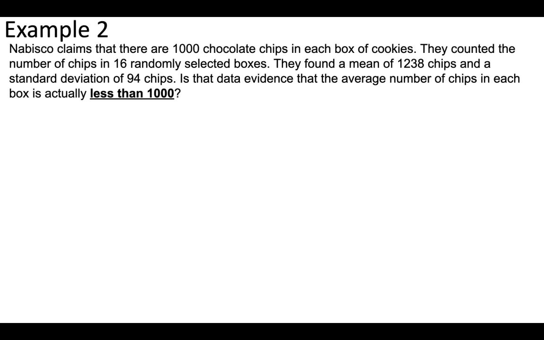Another quick example here. Nabisco claims, and this was also taken from the textbook by the way, that there are 1,000 chocolate chips in each box of cookies. They counted the number of chips in 16 randomly selected boxes. They found a mean of 1,238 chips and a standard deviation of 94. Is that data evidence that the average number of chips in each box is actually less than 1,000?